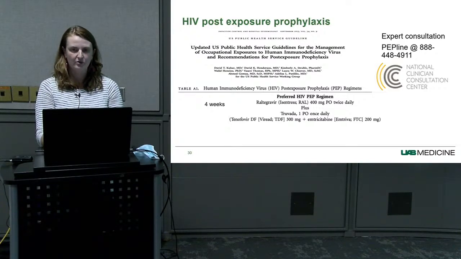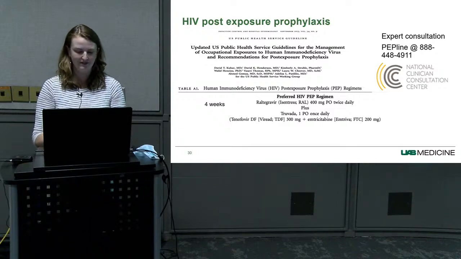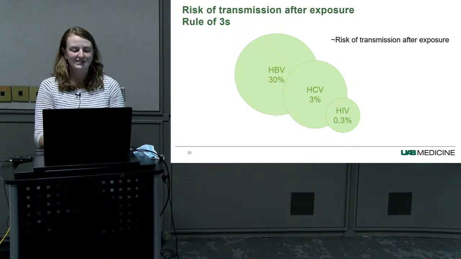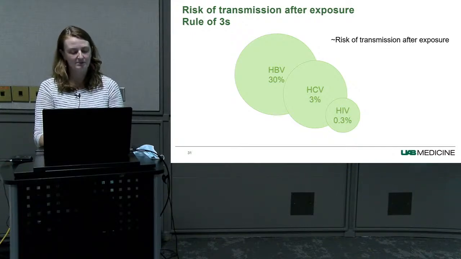And so anytime there's a question, certainly your own health system and hospital epidemiologists can be helpful, but there are various expert consultation services, and this is just one, the National Clinician Consultation Center, PEPline, which is quite a neat name. So in general, the risk of transmission after exposure follows this rule of threes. So for hepatitis B, 1 in 3, if you have a significant enough exposure, could potentially have been transmitted hepatitis B. For hep C, 1 in 30, or 3%. And then for HIV, 1 in 300, or 0.3%. So the rule of threes to keep in mind.